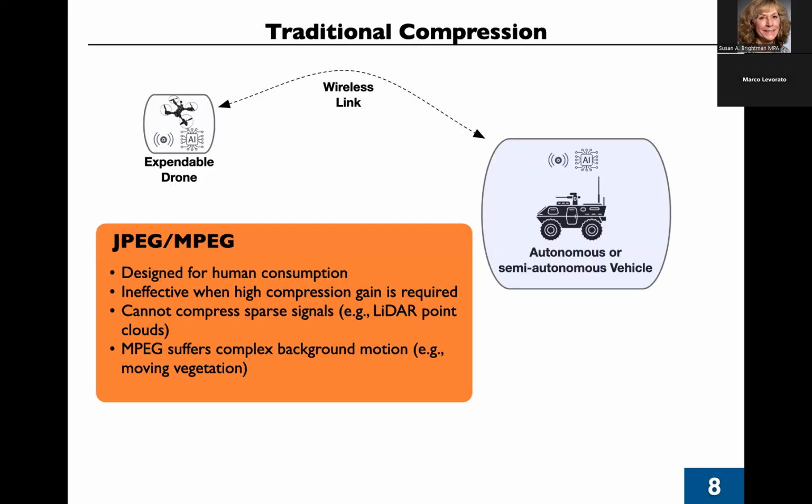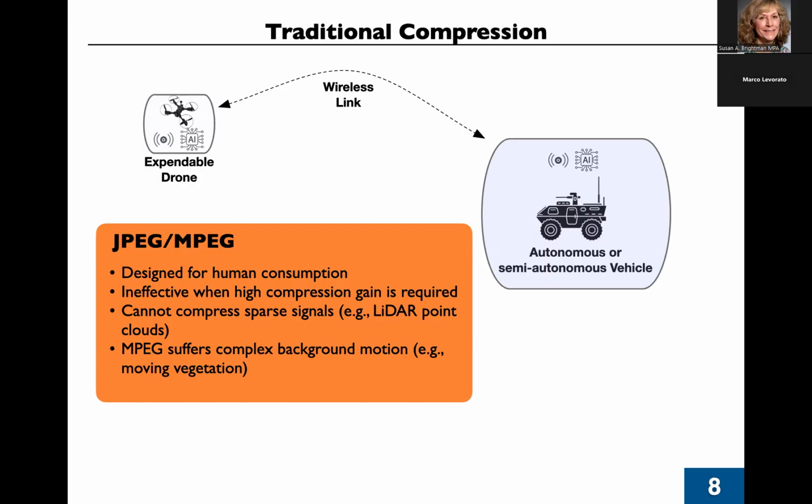Now then, so that's ineffective when you want to compress more. JPEG, MPEG, they're not designed for sparse signals. So if you go into the radar LiDAR domain, which is a sparse point cloud of data, that doesn't work either. If you project the point cloud to a 2D image, you still get points, and that's not good for JPEG. I can assure you, it's really bad.